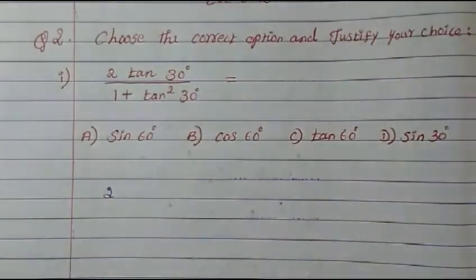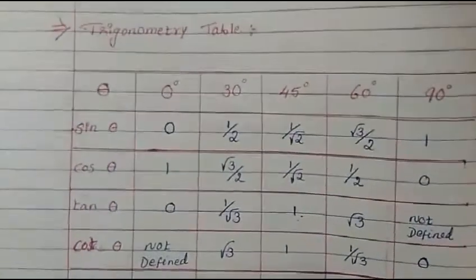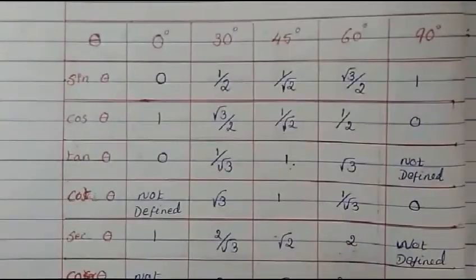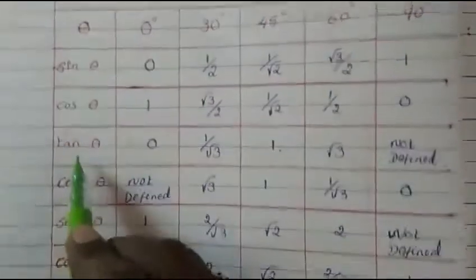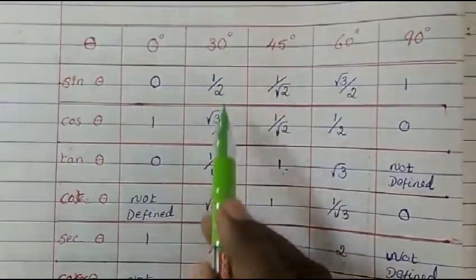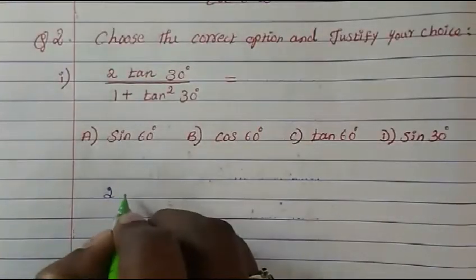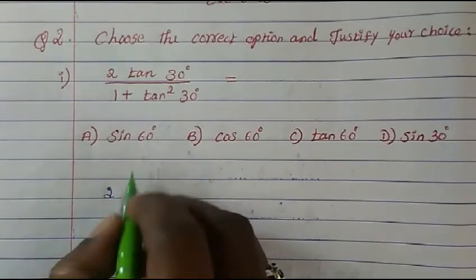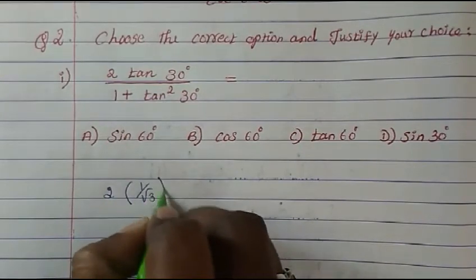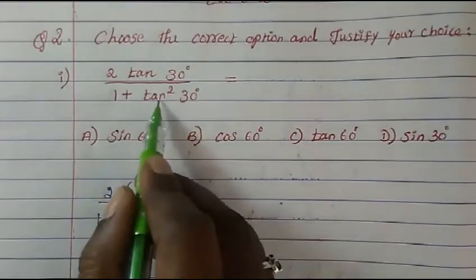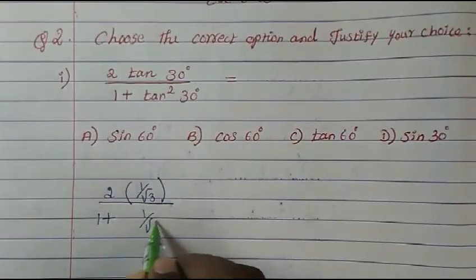tan 30 degree. So you have to learn the table by heart, or else you should know how to make the table. Okay, so tan 30 degree value, get it from the trigonometric table. You should know this table by heart. Okay, so tan 30 degree. So tan is here and then 30 is here. So tan 30 is 1 upon root 3. 1 upon root 3. Then 1 plus tan 30 again. So 1 upon root 3.